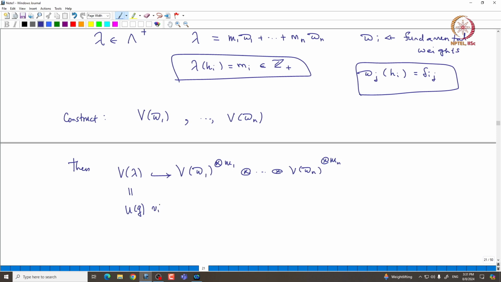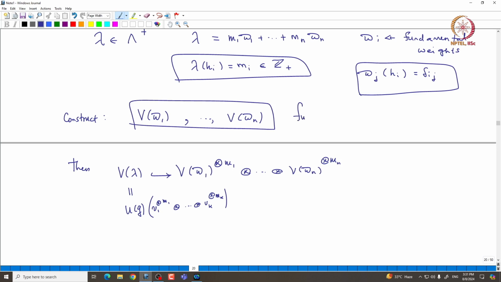That is, v1 tensor m1, tensor, etc., tensor vk tensor mk. This is the way one can construct, for any given dominant lambda, the irreducible module corresponding to it. So, this indeed proves the existence, provided we are able to construct these fundamental representations.